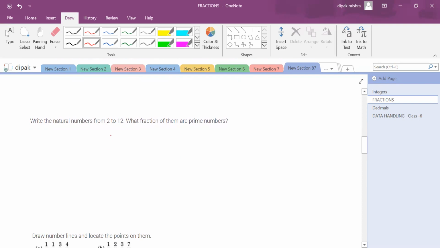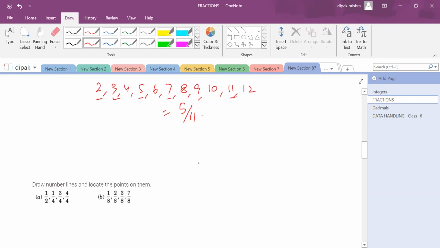Write natural numbers from 2 to 12. So how many natural numbers? 2, 3, 4, 5, 6, 7, 8, 9, 10, 11, 12. So if you see, there are how many numbers? 11 numbers, of which how many are prime? 2, 3, 5, 7, 11. So it will be 5 out of 11 is your fraction of prime numbers.